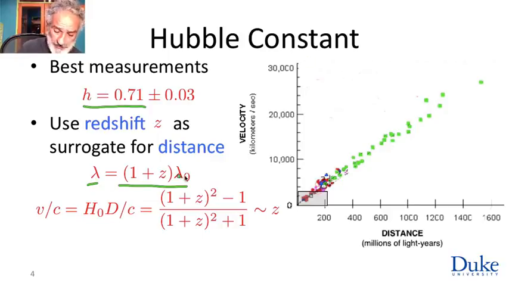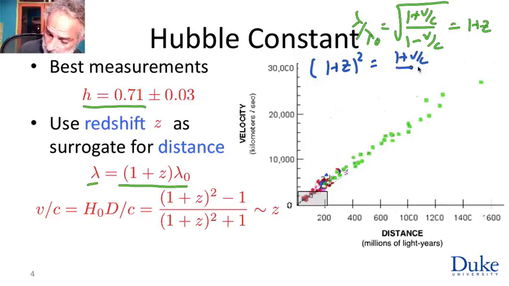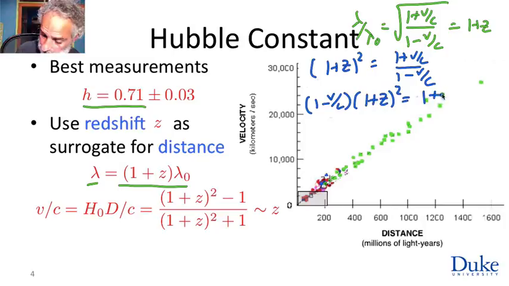Let's figure it out. So lambda divided by lambda 0 is 1 plus z, and remember, we had lambda divided by lambda 0 is the square root of (1 plus v over c) over (1 minus v over c). This is the completely relativistic formula. And this is supposed to be 1 plus z. So the first thing I want to figure out is how z determines v. And so I want to solve this for v over c. The first thing I do, of course, is square both sides. And I write that (1 plus z) squared is equal to (1 plus v over c) over (1 minus v over c). Then I multiply both sides by (1 minus v over c), and I find (1 minus v over c) times (1 plus z) quantity squared is equal to 1 plus v over c.